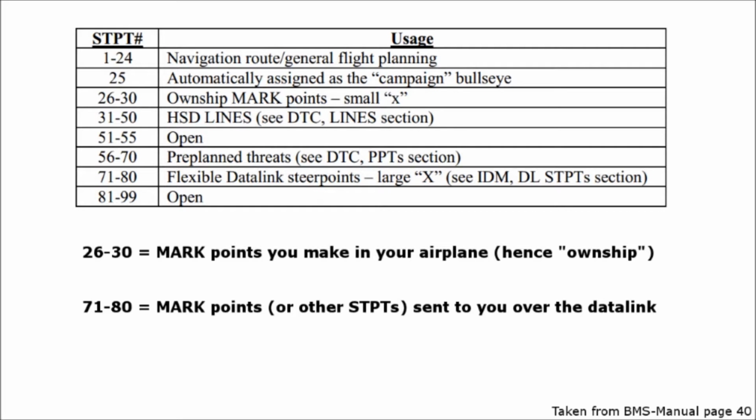And the same goes the other way around. If you have a mark point that is steer point 26 and you send it over the data link to your wingman, he is not going to see it as steer point 26. He is going to see it within the 71 through 80 realm. So in a nutshell, a mark point is really just a steer point with a little bonus. We're going to get to that in a second, but it's a steer point that falls within steer point numbers 26 through 30. So when you hear somebody say mark point, that's the block of numbers that they're referring to.